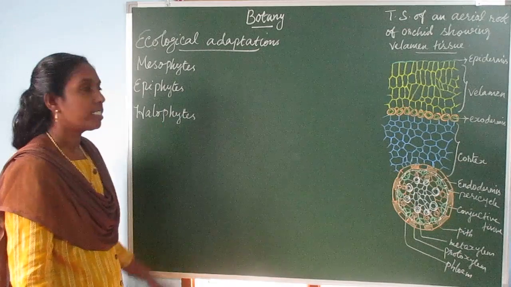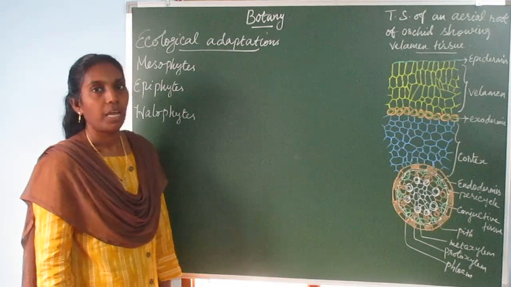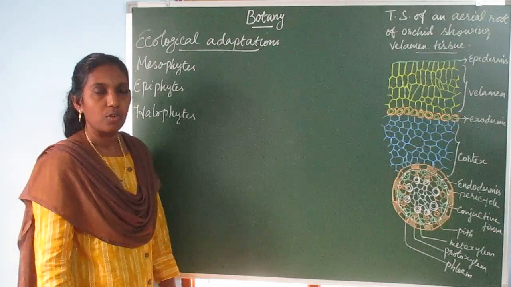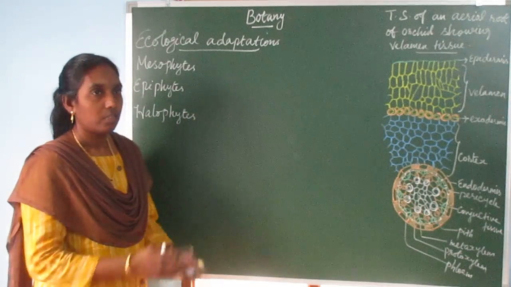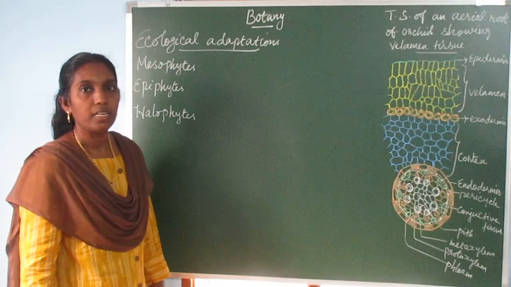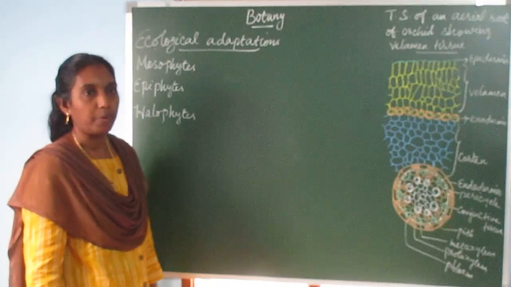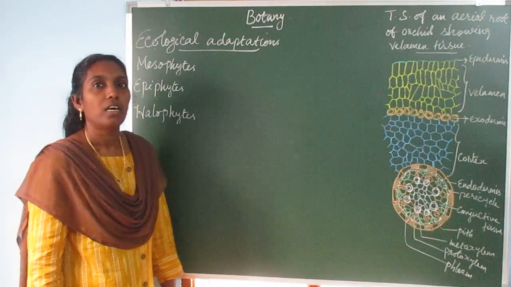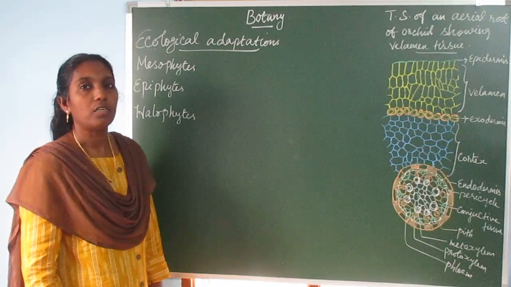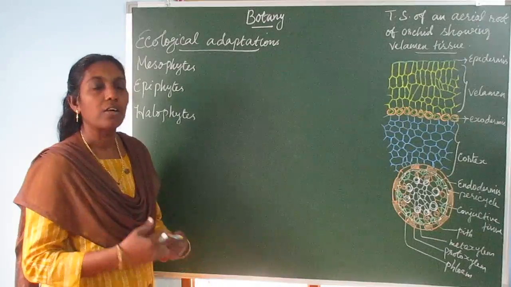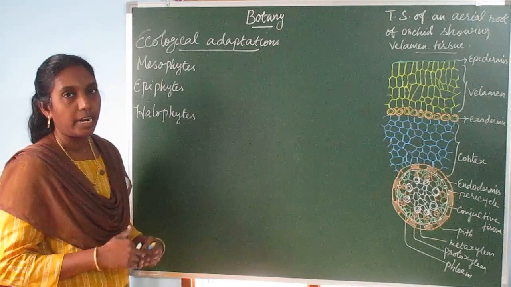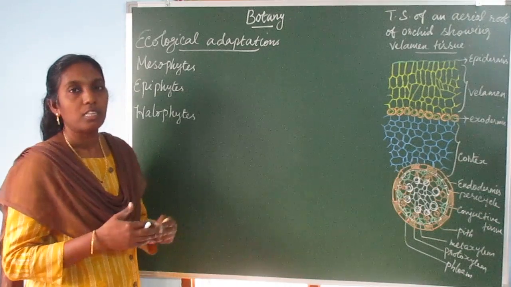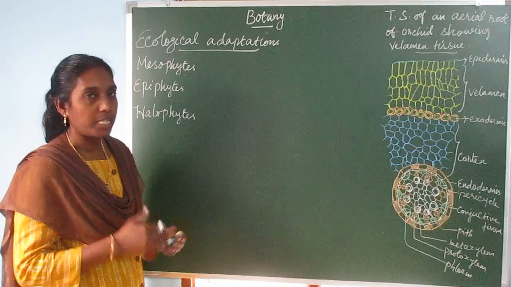Mesophytes, epiphytes and halophytes. What are called mesophytes? The mesophytic plants which live in moderate environmental conditions. The moderate plants are called mesophytes. So these plants grow neither in too wet nor too dry areas. Normal plants, what you are seeing around us, are called mesophytes.